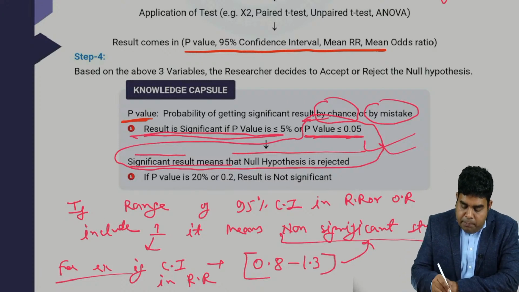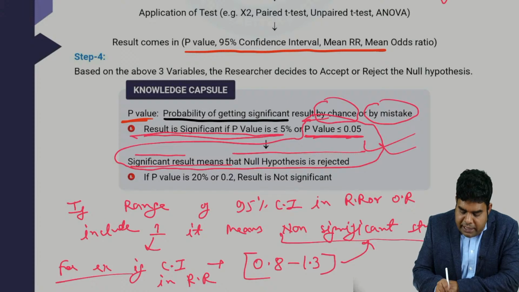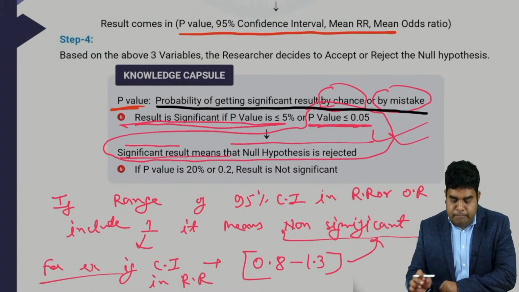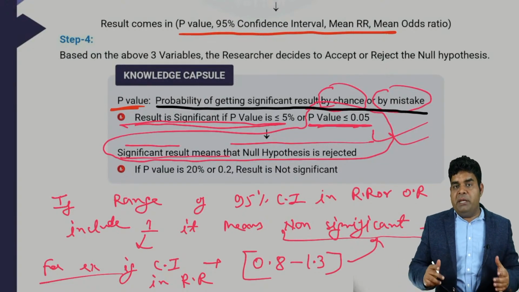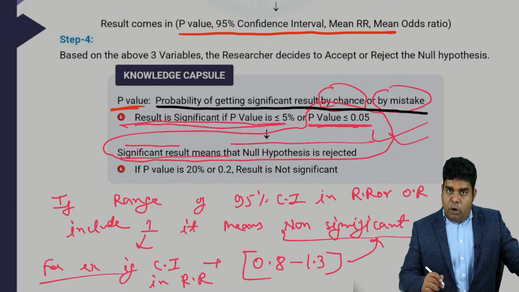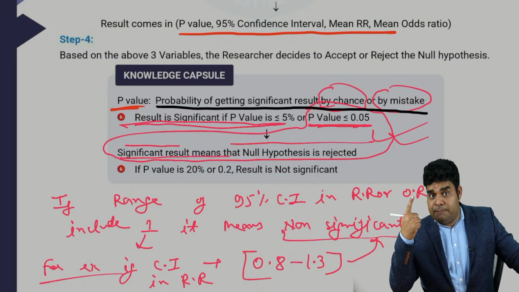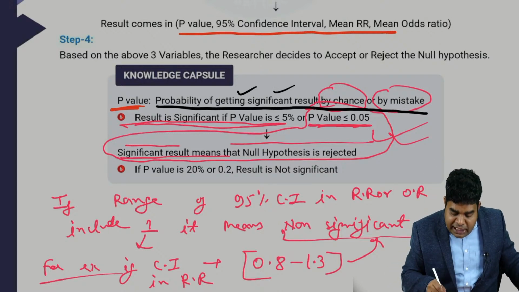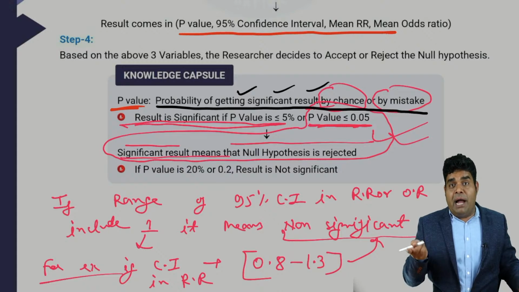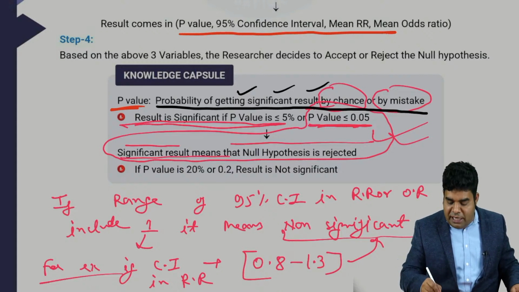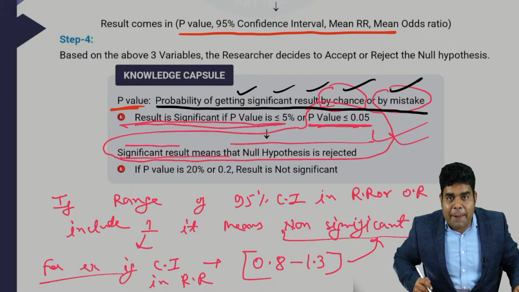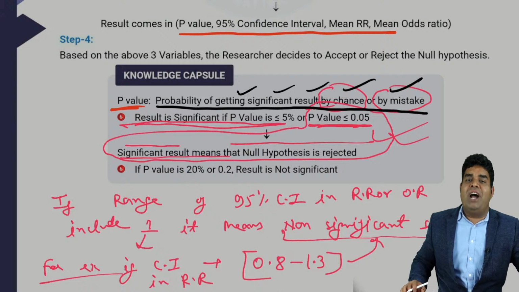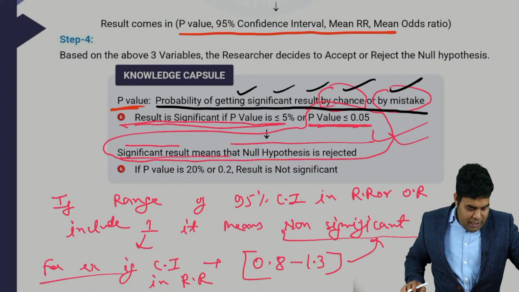What is p-value? Definition wise, p-value means the probability of getting a significant result by chance or by mistake. And why did I say p-value is the same as alpha error? Because in corona research, alpha error was happening. Baba Ramdev and his researchers were getting a significant result, but by chance or by mistake. So that is p-value, that is alpha error. Probability of a significant result by chance, by mistake.